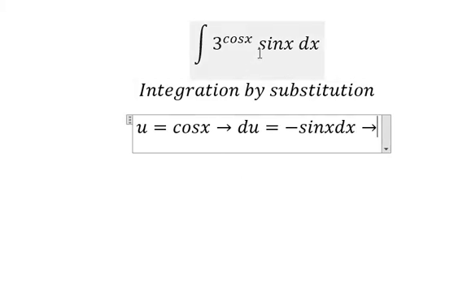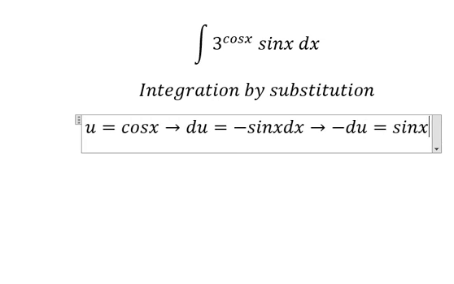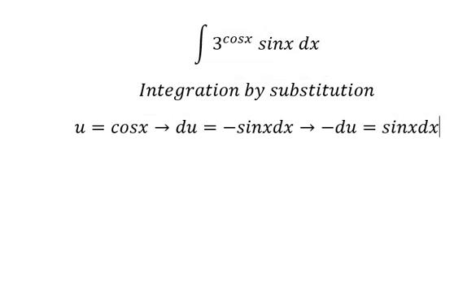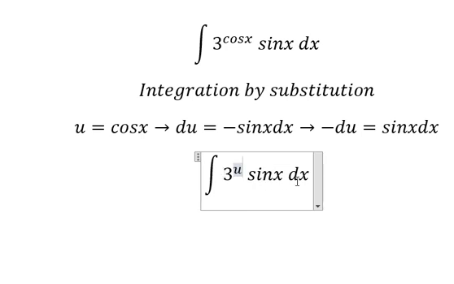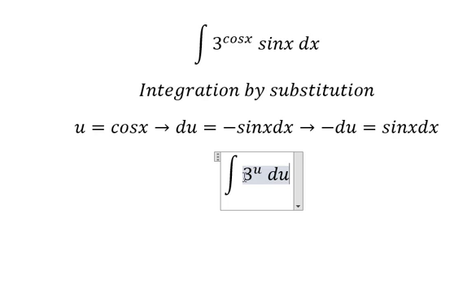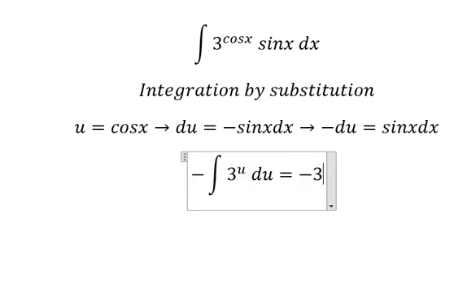Because we don't have the negative sign in here, I will put the negative to the left. This one we change by u. Sin x dx we change by negative du. And now we have the final answer.